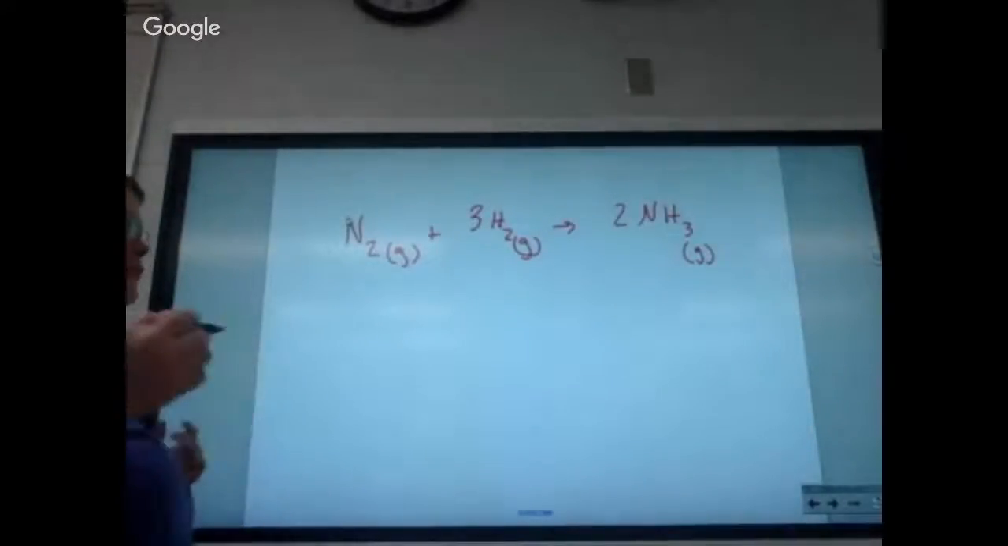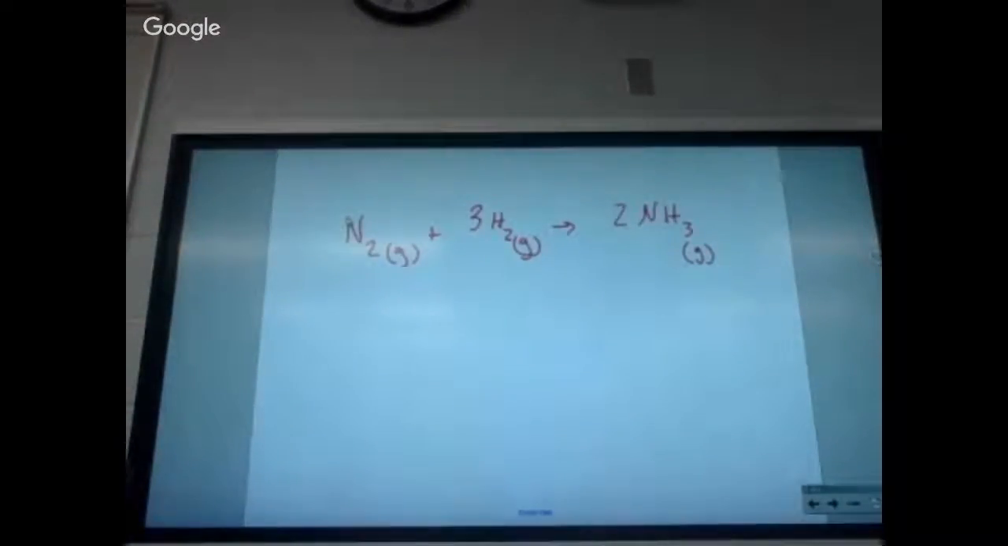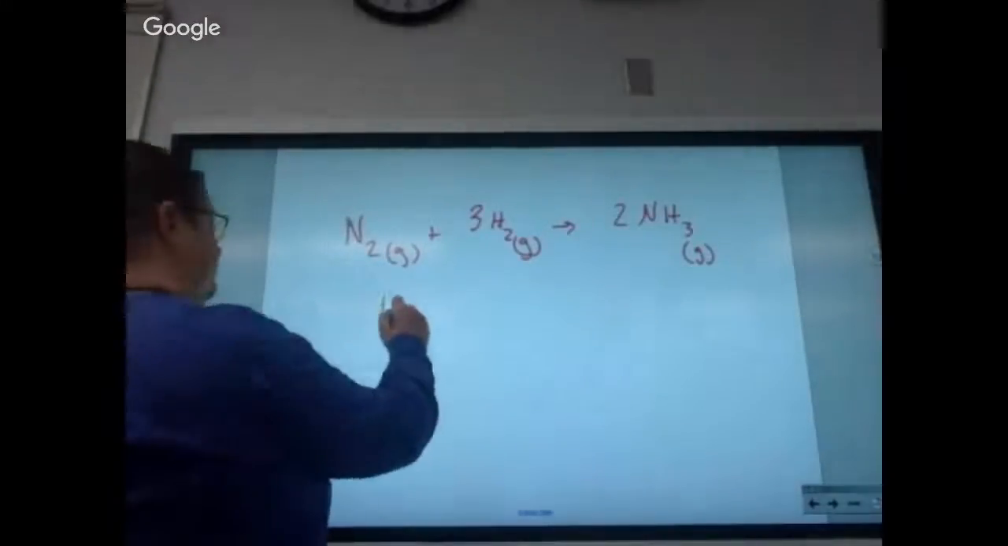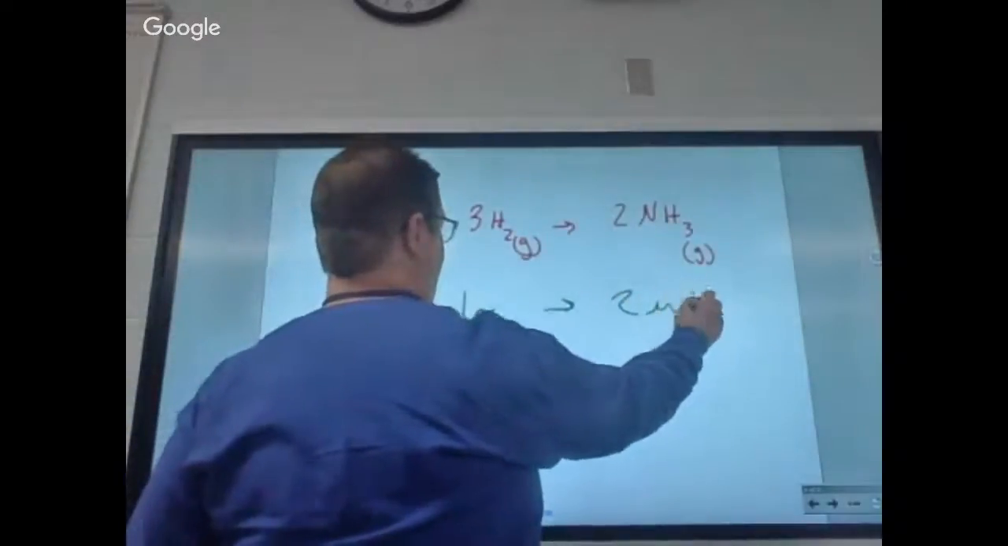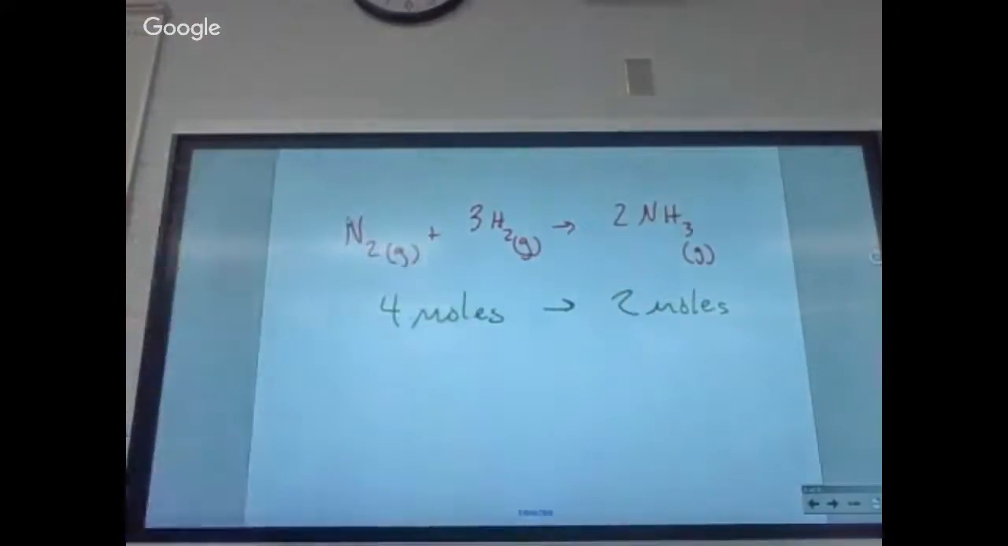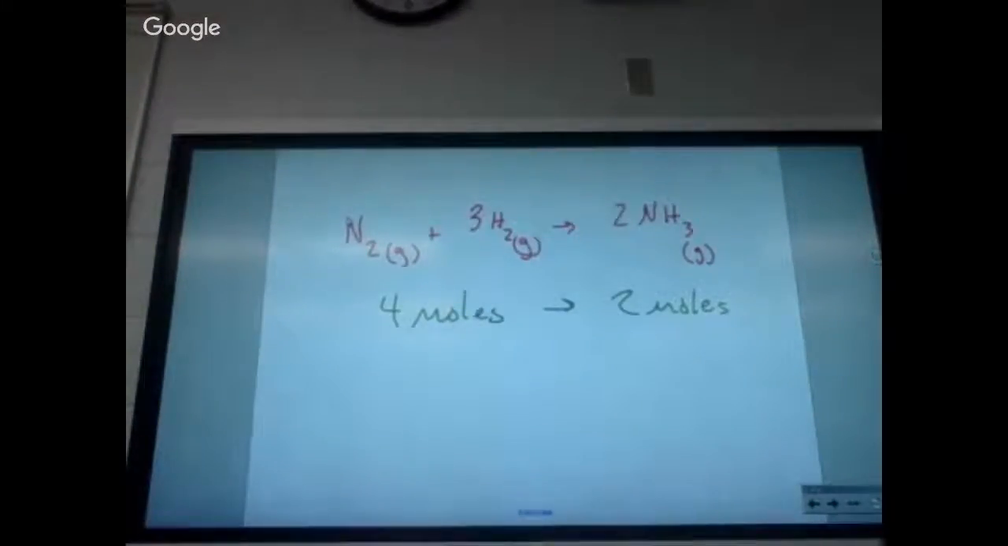Okay. What do the coefficients represent? The amount of moles. Yes. All right. How many moles are on the left? 4. So if we go from 4 moles to 2 moles, did our entropy increase or decrease? It decreased.